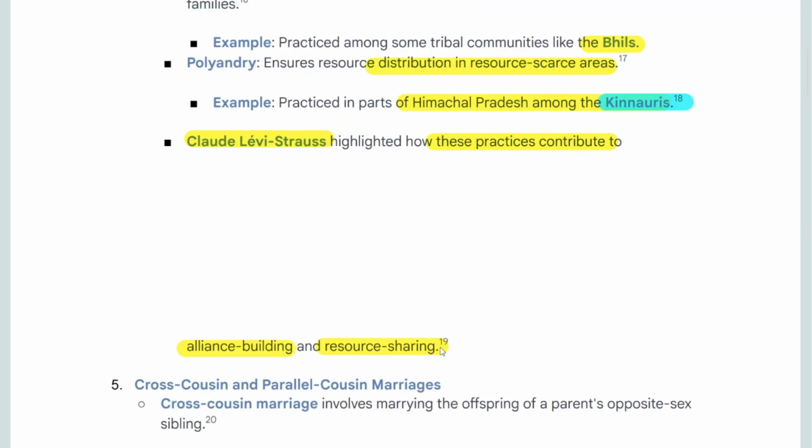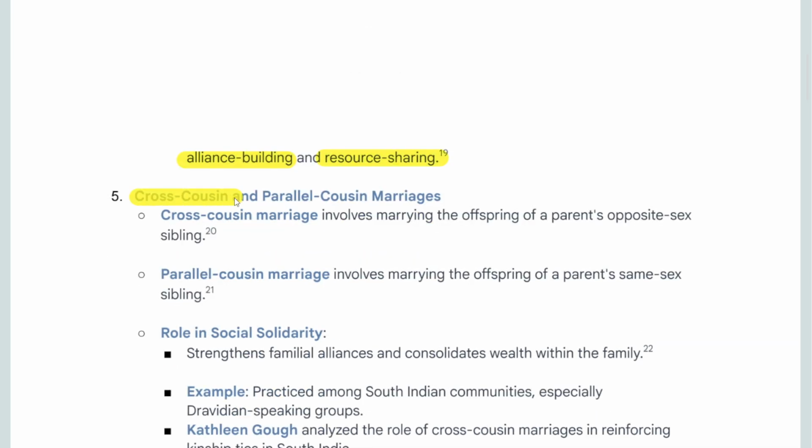Okay, keep going. This is fascinating. Then there are the cousin marriages, cross cousin and parallel cousin. Right, explain those again. Sure. Cross cousin is marrying the child of your parents' opposite sex sibling. So your mother's brother's child or your father's sister's child. Okay. Parallel cousin is marrying the child of your parents' same-sex sibling, like your mother's sister's child or your father's brother's child. Got it.